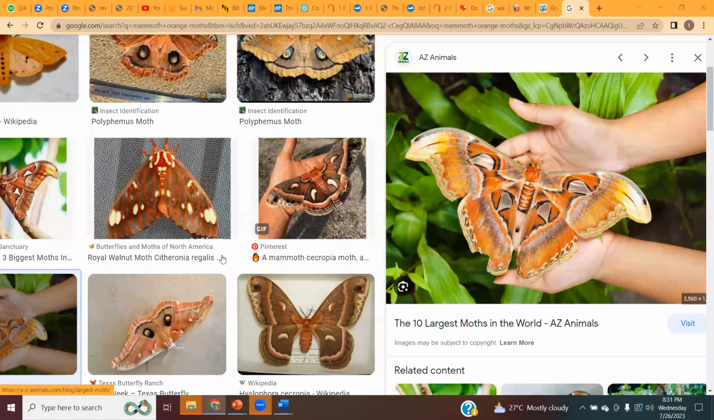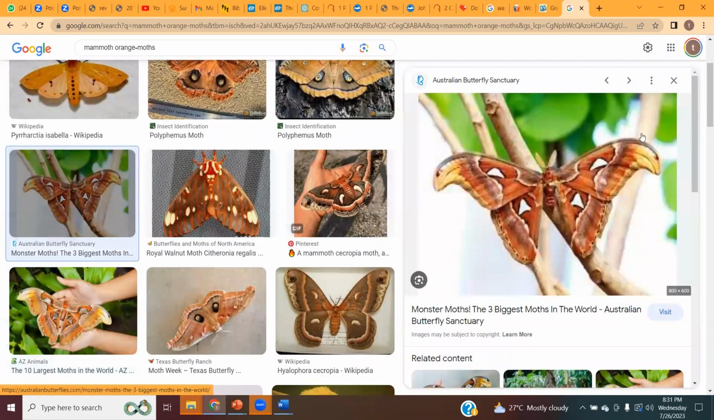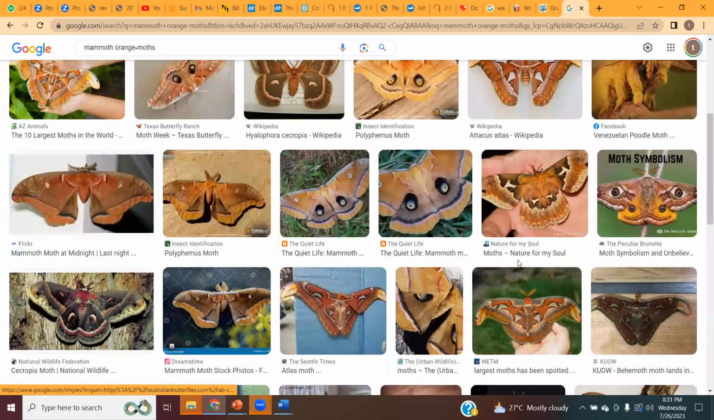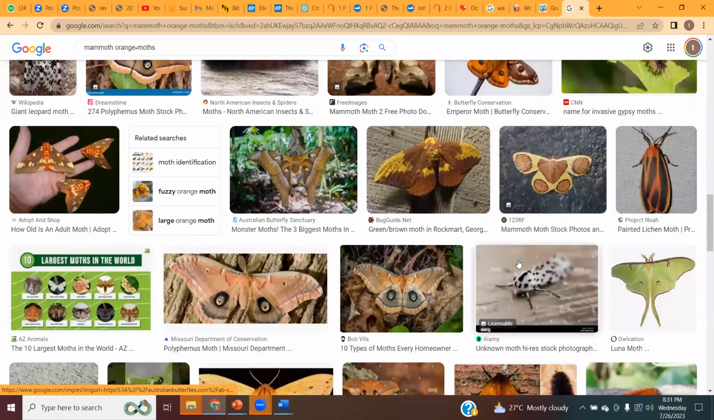They look like butterflies, if you ask me. Anyway, this one isn't as pretty, but this is moths. This is the monster moths. Oh my goodness, then the rest are ugly. Yeah. Anyone ever saw moths before?